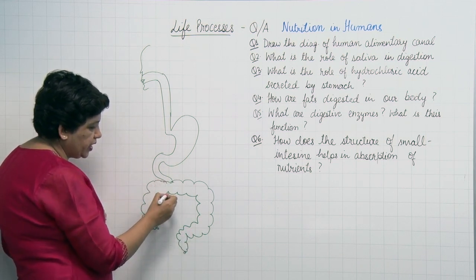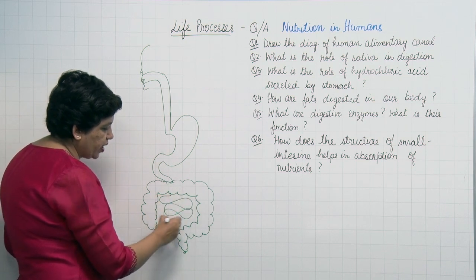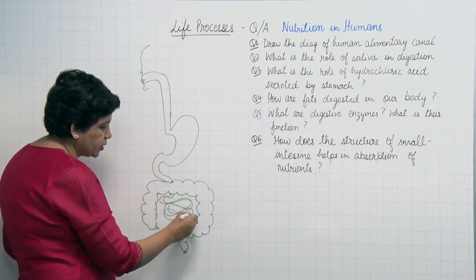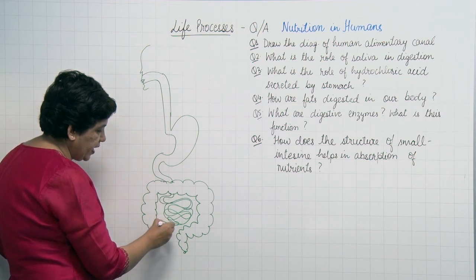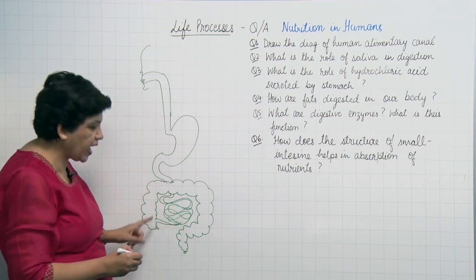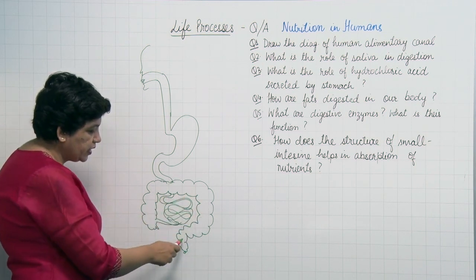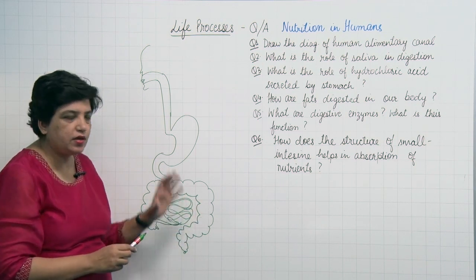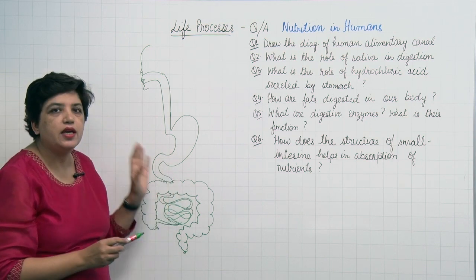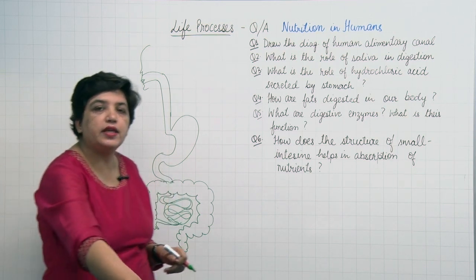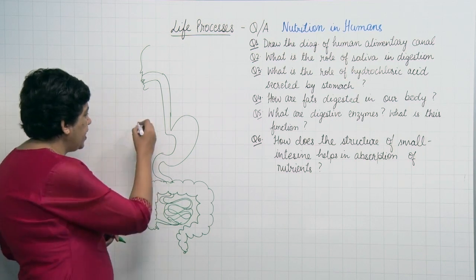So this duodenum then extends into a highly coiled structure, the small intestine, and in the end it gets attached to the large intestine or the colon. This is the large intestine, the rectum and the anus where the alimentary canal ends. Apart from these main organs, there are two associated glands, main glands.